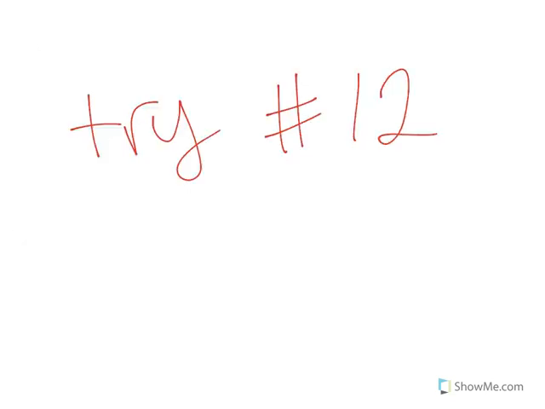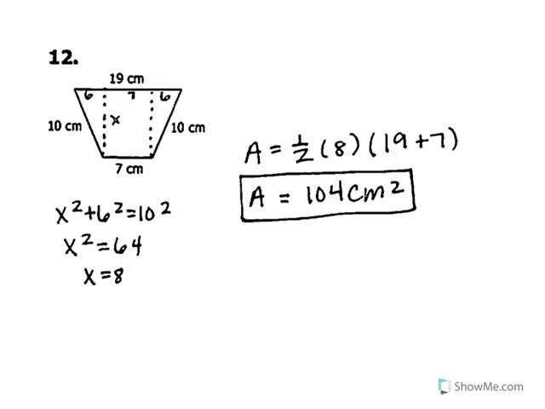Now you guys are going to try number 12. This is what the answer for number 12 should look like. So make sure you're checking your work. You end up having to kind of see an imaginary triangle to figure out what the height would be between 7 and 19. And you end up getting 8 when you do Pythagorean theorem.